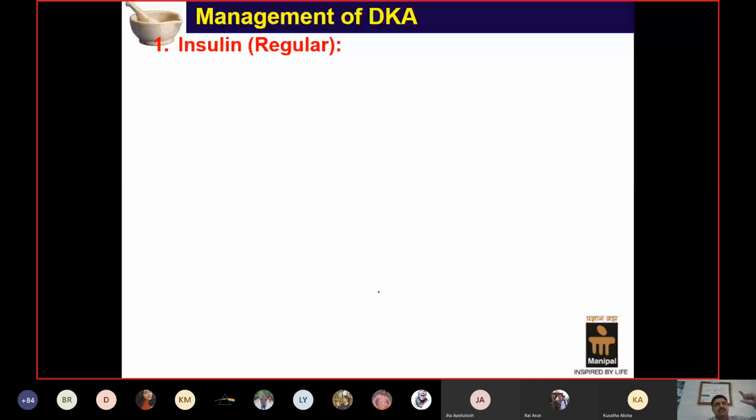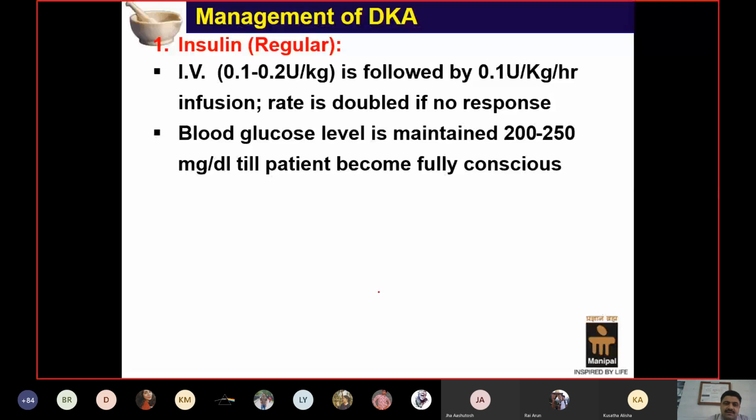And remember, those insulins, when we see them, look like a suspension or rice water, while regular insulin is a very clear solution. So just by visualizing the insulin, you can identify which insulin to give. Regular insulin is what we call crystalline or soluble insulin. It is given IV, 0.1 to 0.2 unit per kg, followed by 0.1 unit per kg per hour infusion.